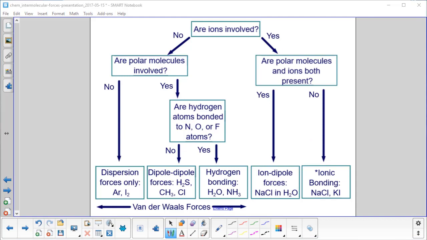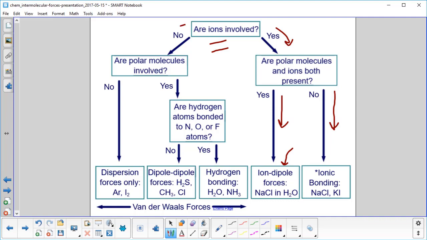Here's a handy chart to see which forces are involved, the intermolecular forces. So we're going to start at the top, and first of all, are there ions involved? And we'll go down the yes track. So if we have yes, the next question is, are polar molecules and ions both present? Well, let's take the no this time. In that case, you just have ionic bonding, not covalent at all. You have sodium chloride, potassium iodide. If you have a polar molecule and an ion, and that's the yes track, then you have the ion-dipole forces, like salt in water, and salt breaks up in water, okay? We talked about that on the previous slide.